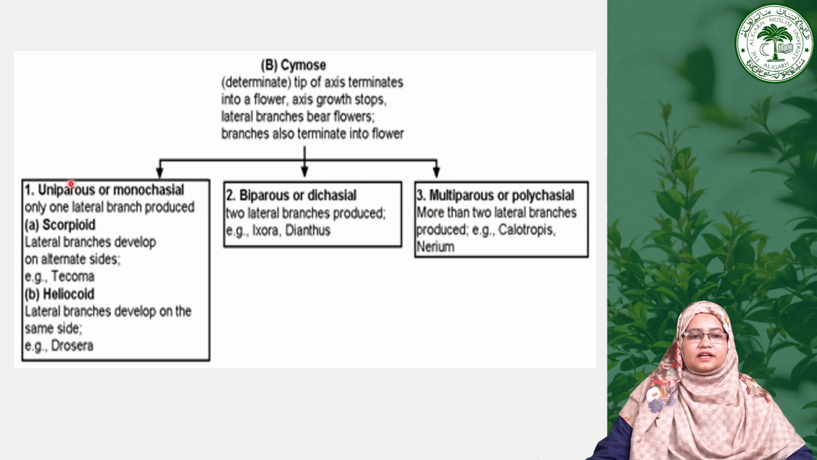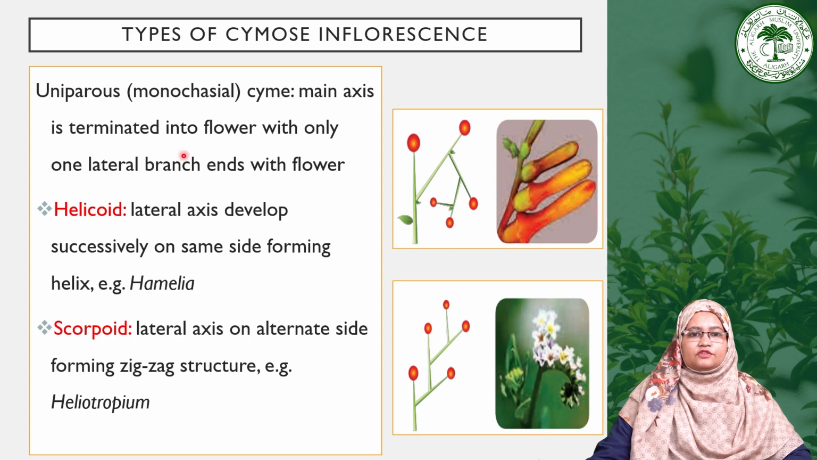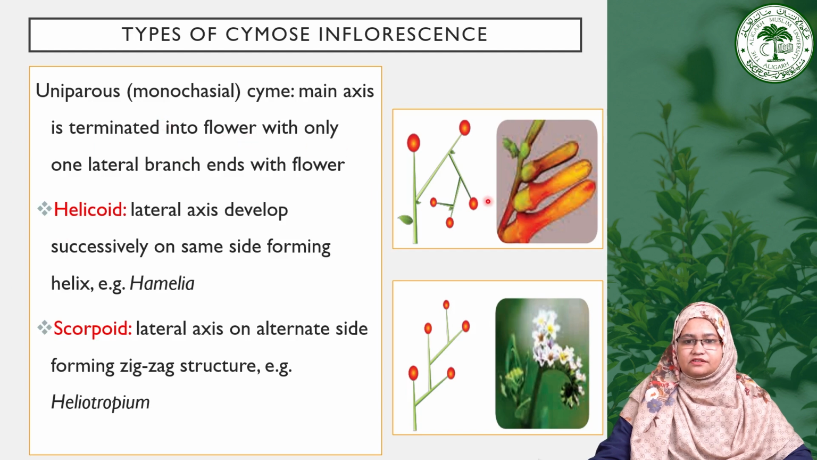So uniparous is further categorized into two, scorpioid and helicoid, then the dichasial one and the multiparous. I am going to discuss these inflorescences one by one. Starting from the uniparous, that is the monochasial cyme, in which the main axis is divided and bears flowers on only one lateral branch. As you can see, it is further categorized into two types, either helicoid or scorpioid.